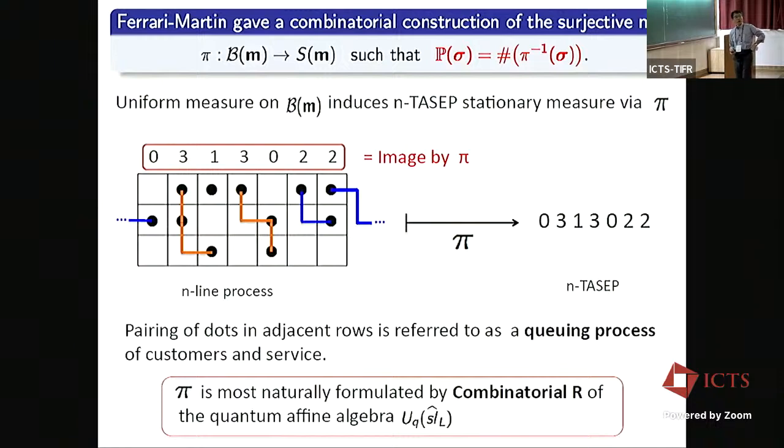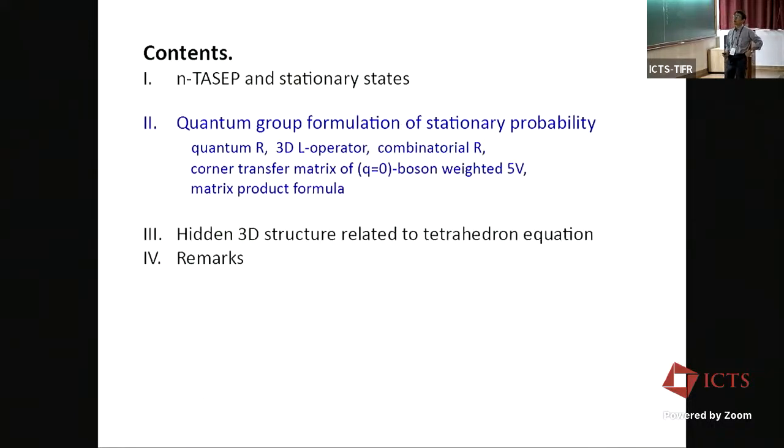So from our point of view, this pi is most naturally formulated by the combinatorial R of the quantum affine algebra U_q(sl_L hat). Remember that L was the system size, but here it appears as the rank of the relevant quantum affine algebra, which is somewhat intriguing. So I finish chapter 1, and let's move on to this quantum group story.